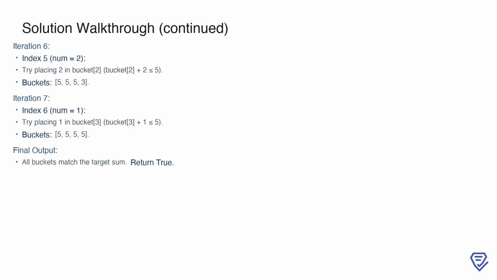Continuing with the next number, which is another 2, we find that it can fit into the third bucket without exceeding the target sum. This updates the buckets to 5, 5, 5, 3. Finally, for the last number, 1, we place it into the fourth bucket, as adding it keeps the total at 5. The buckets are now 5, 5, 5, 5, and all buckets match the target sum. Since we've successfully distributed all numbers into the buckets, we return true, indicating that partitioning is possible.